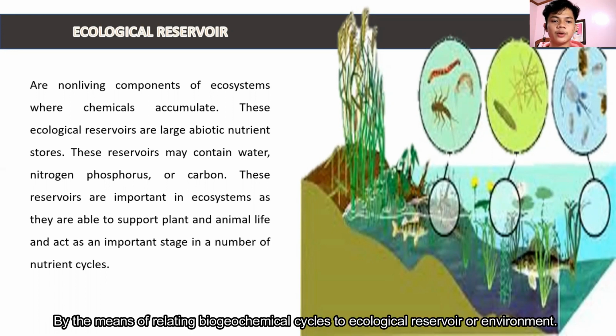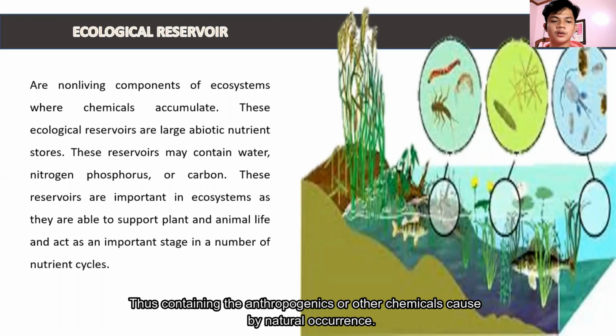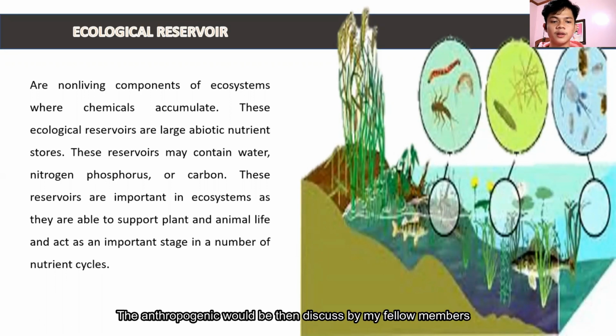By relating biogeochemical cycles to the ecological reservoir environment, the hydrological cycle is no exception, as water is a form of ecological reservoir, thus containing the anthropogenics or other chemicals caused by natural occurrence. The anthropogenic will then be discussed by my fellow members.